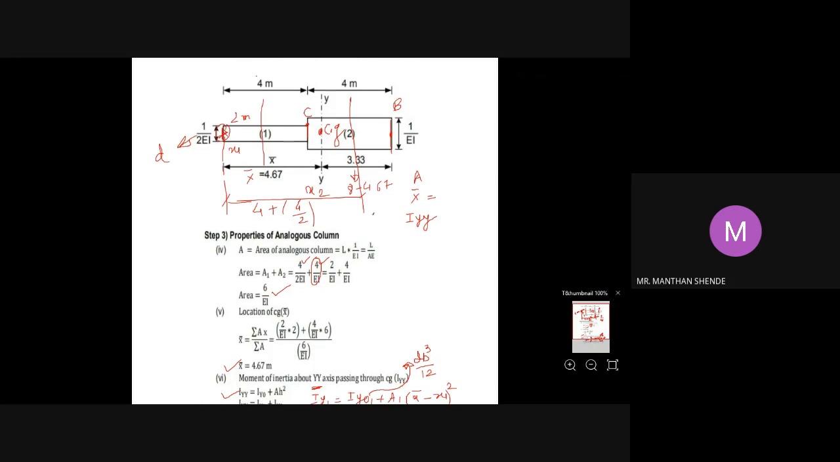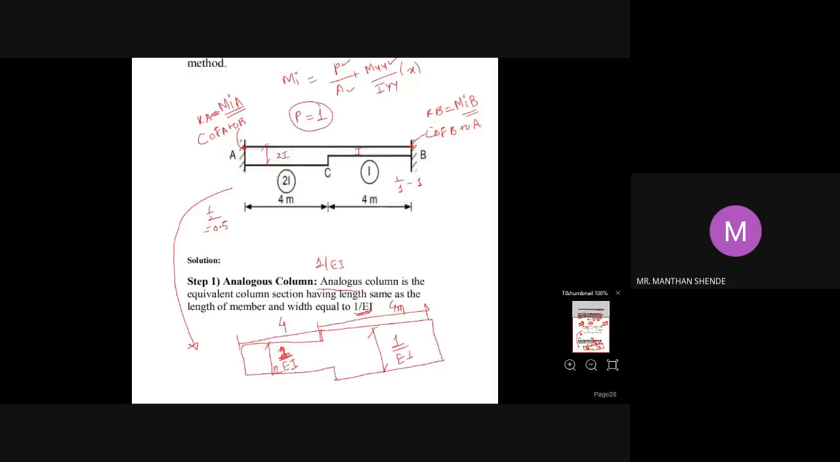There is no need to find out the degree of static indeterminacy, because there is no need of plotting the determinate structure, no need of the MS by EI diagram. In which type of problem? Where it is asked to find out the stiffness factor and the carryover factor. There is no need of plotting the MS by EI diagram, and no need for the calculation of the degree of static indeterminacy. The first step is to plot the analogous column section exactly opposite to this 1 by EI diagram. Then note down the properties of the analogous column section: area, x bar and IYY.